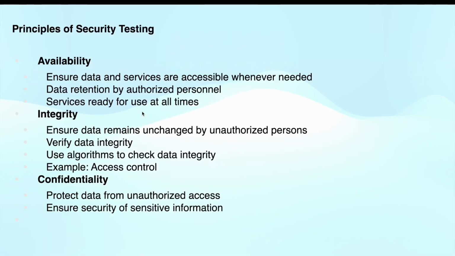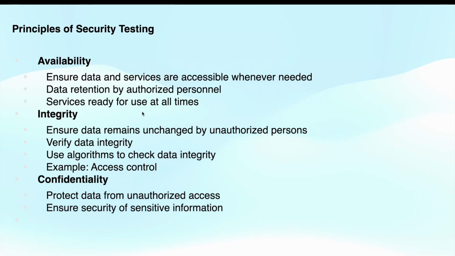First is availability. This ensures that data and services are accessible and usable whenever needed. It involves ensuring that the data is retained by authorized persons and that data services are ready for use at all times. Next is integrity.